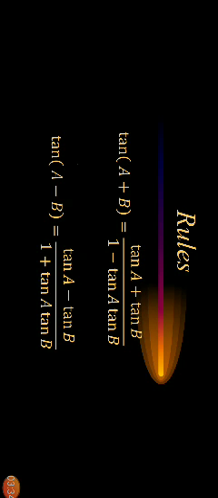Now let's study other rules. Tan of the sum equals tan plus tan over 1 minus tan times tan. And tan (A minus B) will be tan A minus tan B over 1 plus tan A tan B. You must know that the sum in the numerator will have a difference in the denominator, and the difference in the numerator will have a sum in the denominator.